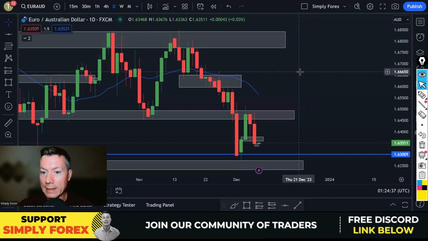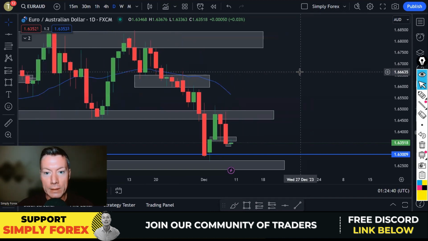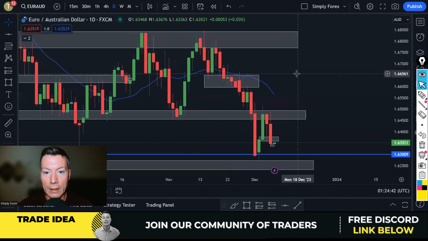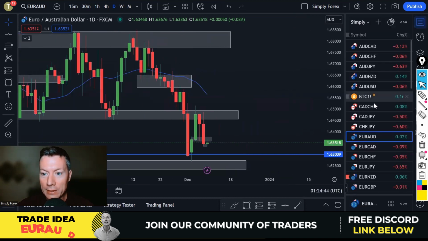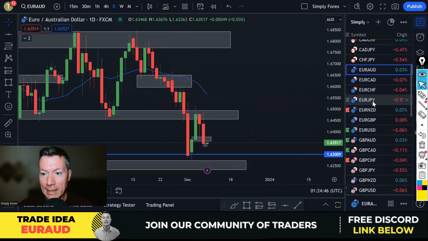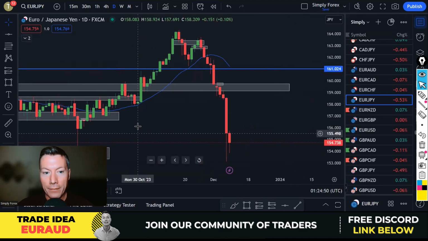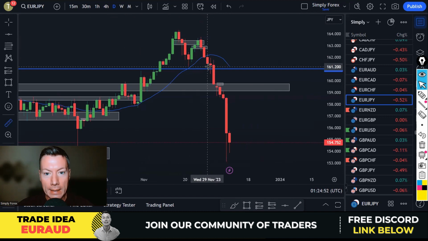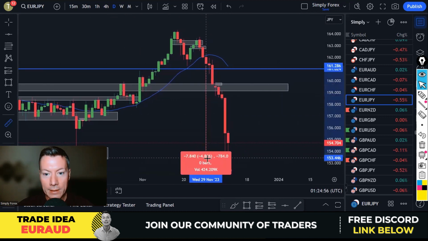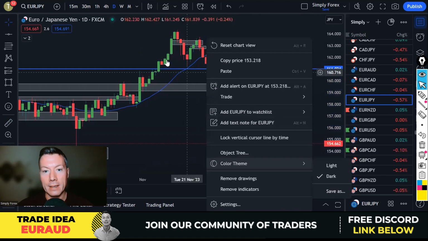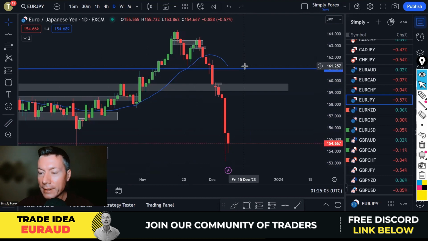Right, trades for Friday then. First of all, let's look at this one, Euro Aussie dollar. Can we just take a quick look at these yen pairs? Look, pick any yen pair. Look at that drop. If we do this from the break of the daily structure here, all the way down to here, that is over 800 pips. Yeah, nice trade if you took it.